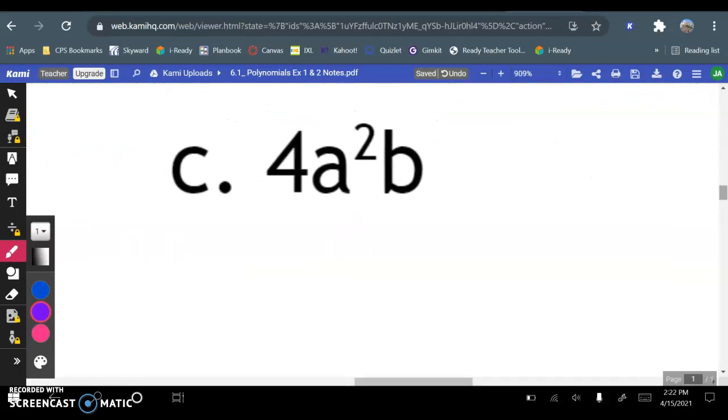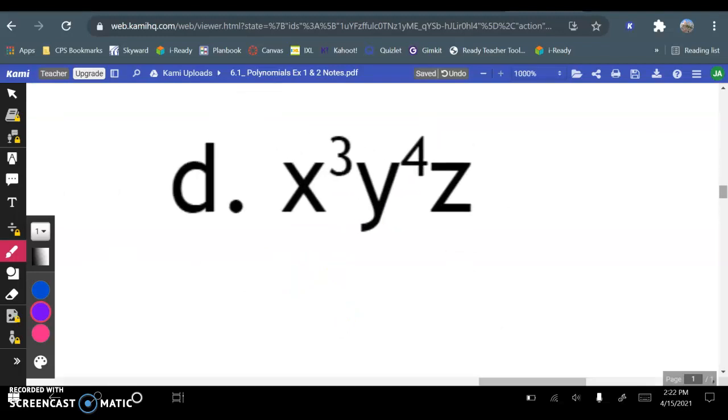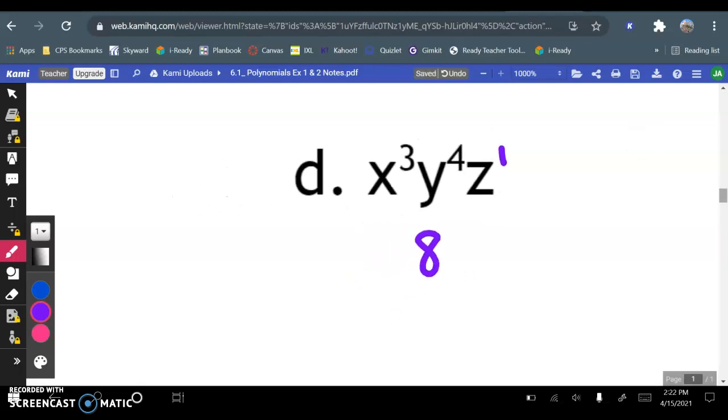This one has an a and a b. a is 2, b is 1, so we would add those together. The degree of this one would be 3. And then this one, x is 3, y is 4, and z is 1. Add those together, we get 8. So the degree of that monomial is 8.